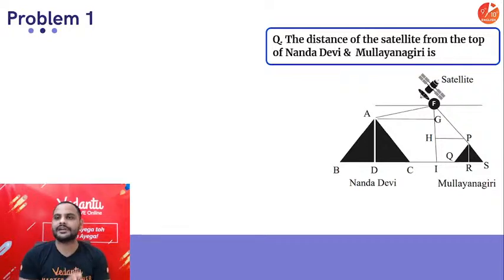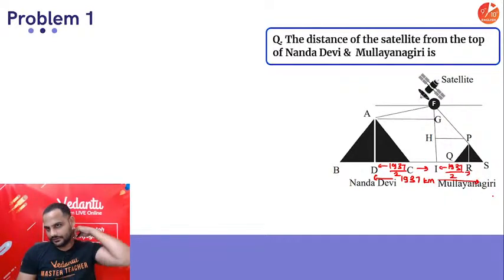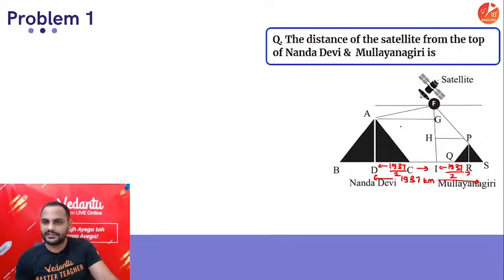Now, the distance of the satellite from the top of the Nanda Devi and Mulyangiri. Okay, so beta I know if dr is given as 1937 kilometers, so this distance is going to be 1937 by 2 and this distance is also going to be 1937 by 2 because it is given this is at midpoint. So AG I got to know is 1937 by 2 and HP also is 1937 by 2 kilometers. Now here angle of depression 30 degree, here it is 60 degree.